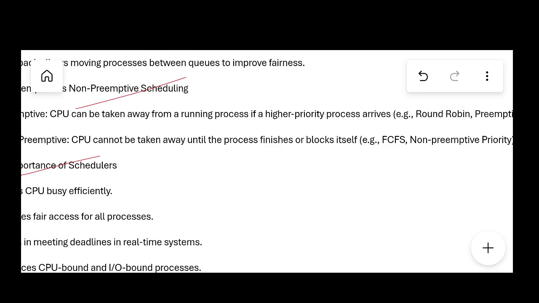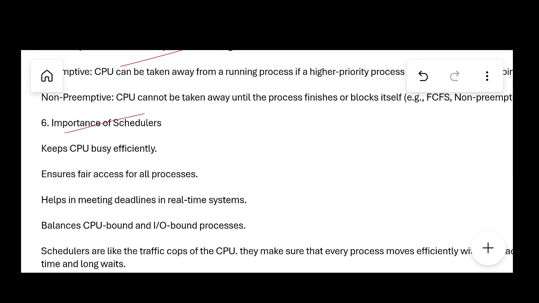So why is it important? It keeps the chef busy, so CPU utilization is high, and ensures every customer gets fair service, like fairness. It avoids chaos in the cafe, meaning system stability.